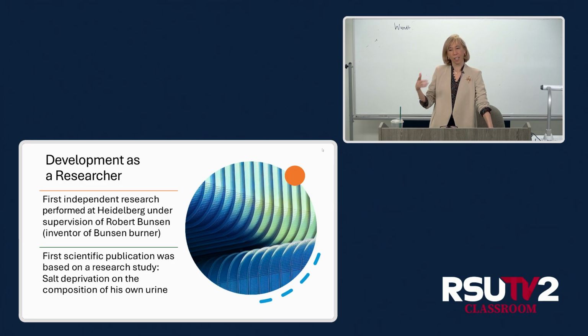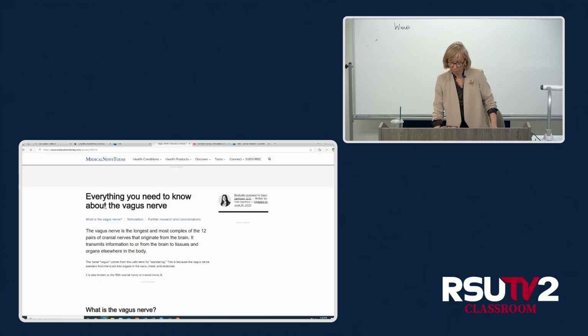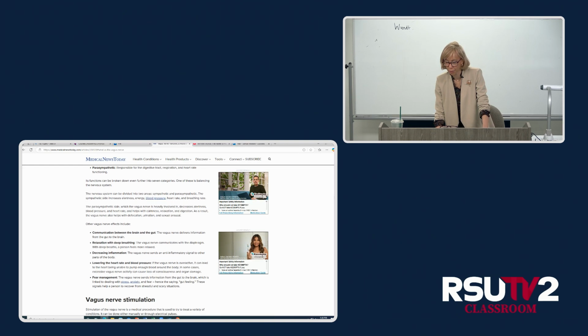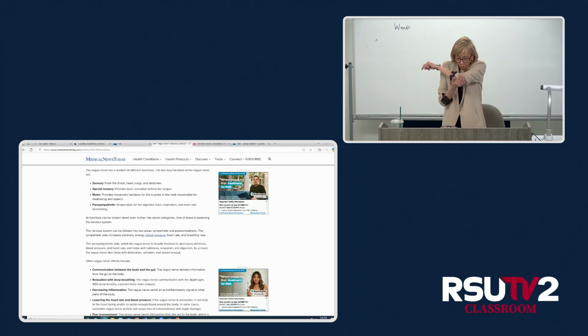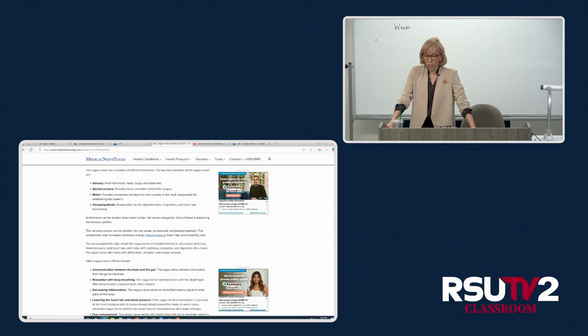And then he looked at something called the vagus nerve, which I want to show you. So he looked at the effect of the vagus nerve on respiration. When you have time, everyone, I'd like for you to read over this. The vagus nerve is also known as the wandering nerve. It's the largest nerve in our body, and it has a lot of different functions: sensory, special sensory, motor, and parasympathetic.